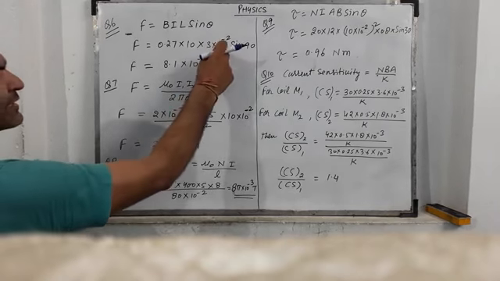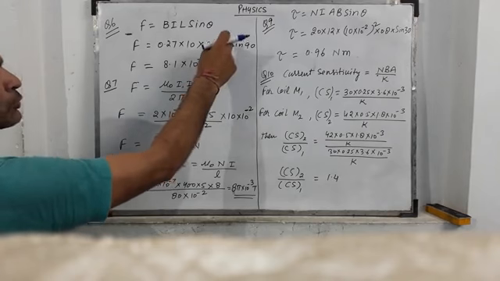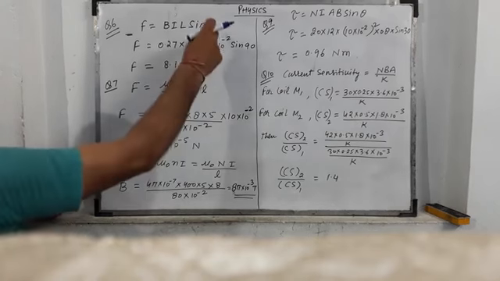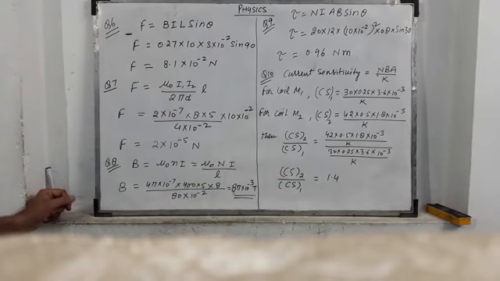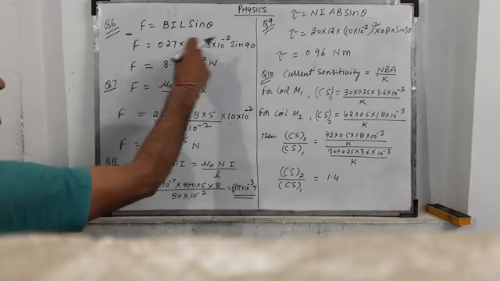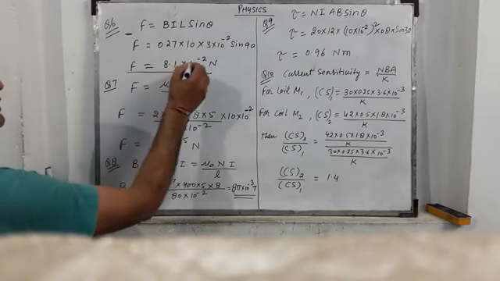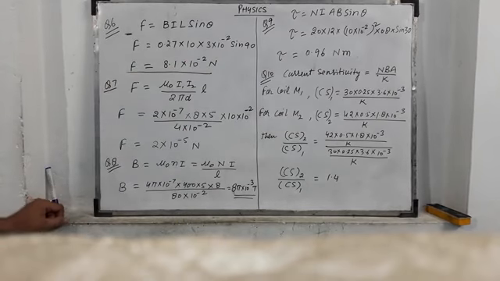So we convert this into meter: 3 × 10^-2 meter. As the wire is placed perpendicular, theta is 90 degree. By calculating this value, we get force 8.1 × 10^-2 Newton.